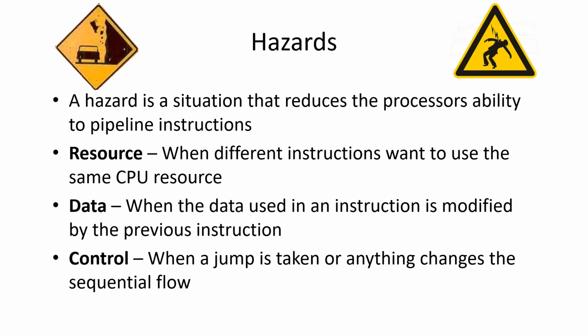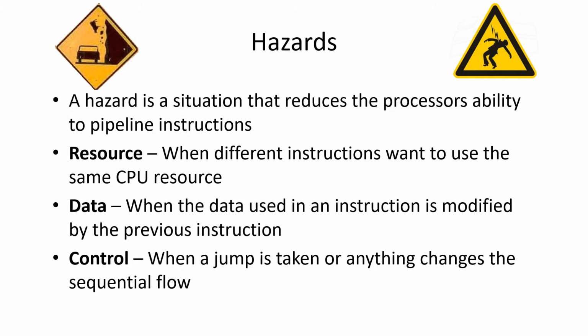Hazards are situations that tend to reduce the performance of pipelining and superscalar execution. They don't cause incorrect results in most machines, but they do cause them to run slightly slower than they otherwise would. There are 3 types of hazards.